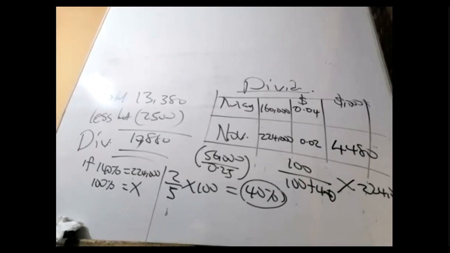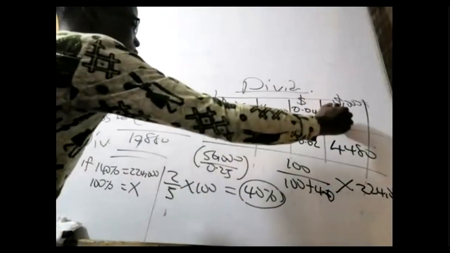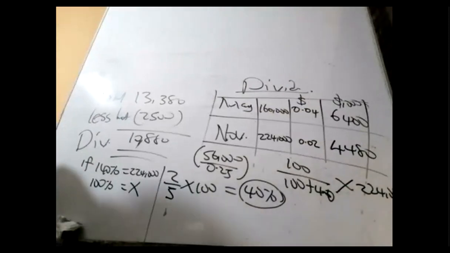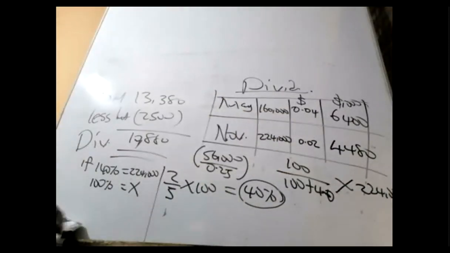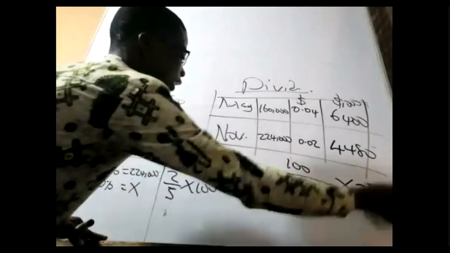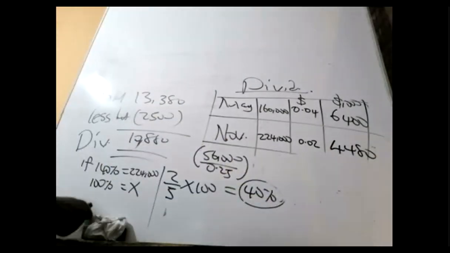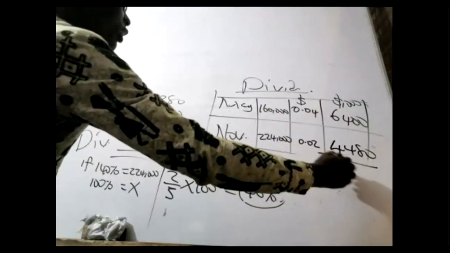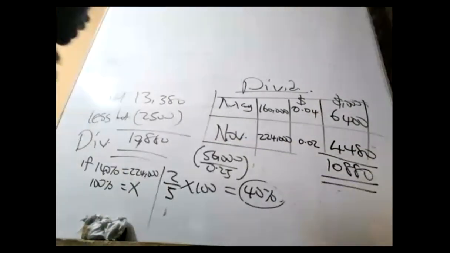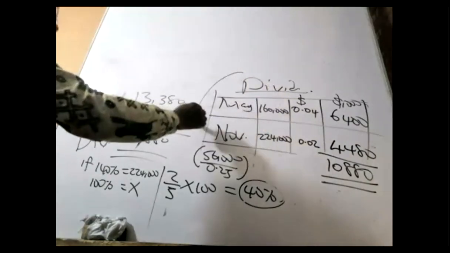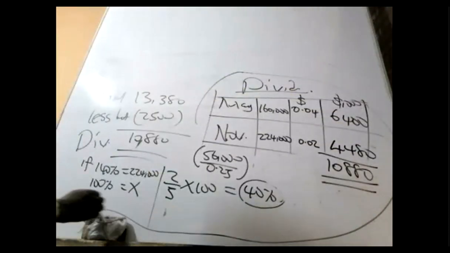Now let's multiply by 0.04 and let's get the value. So 0.04 times 0.4. That should give us 6,400. So this is $6,400. Let's put the two together so that we can get a total. So this and this will give us 10,880.